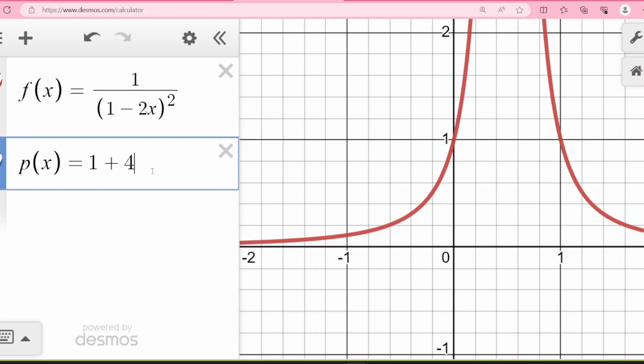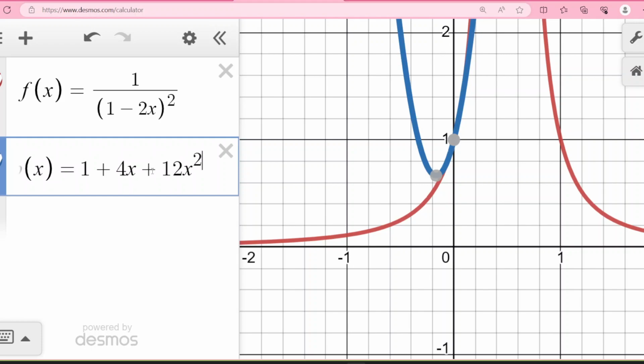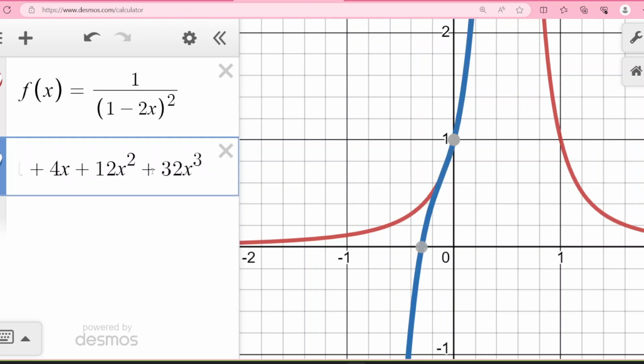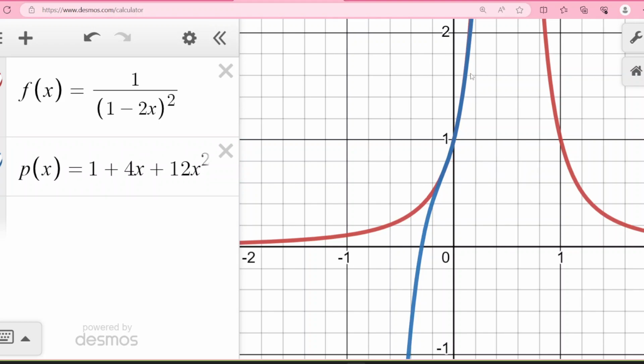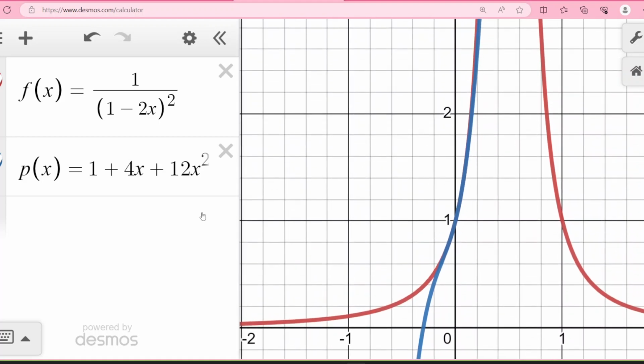1 plus 4x. See how this is tangent there at the point (0, 1). Then plus 12x squared. So now it's still pretty good. Again, it's only between negative half and a half that the polynomial converges to the function. Plus 32x to the third. So near a third would be about here. It might be pretty good, but it'll be off.